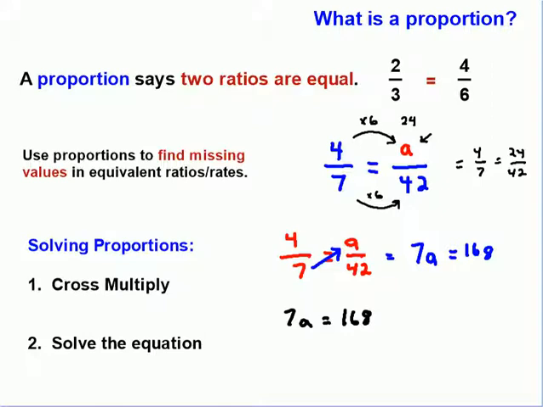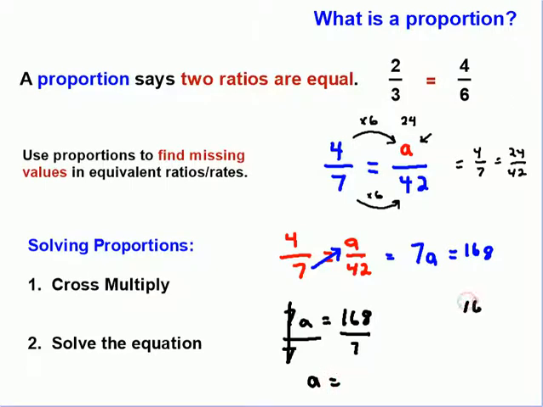Well, the first step is to get A all by itself, and we do that by doing inverse operations. Here we are multiplying 7 and A, so we're going to use the inverse of multiplication, which is division. We're going to divide 7 by itself. 7 divided by 7 is 1, and that leaves us with A. Now, the third rule is that whatever we do to the left side, we have to do to the right side. So on this side, we're going to divide 168 by 7.